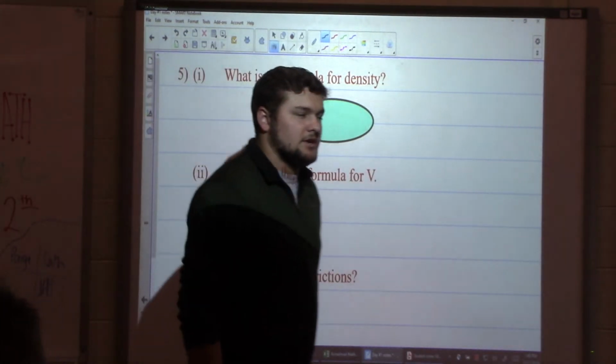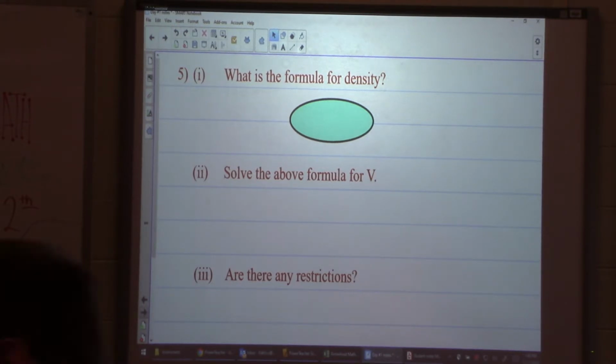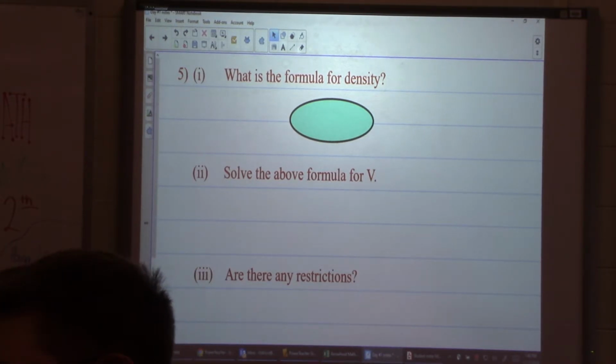Alright, candy question. What's the formula for density? Density equals mass divided by volume. Snickers? You already took one. Stop snitching on my board.